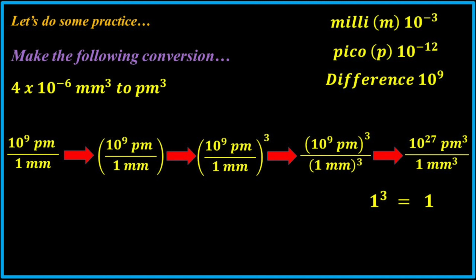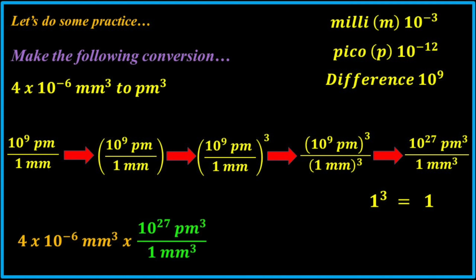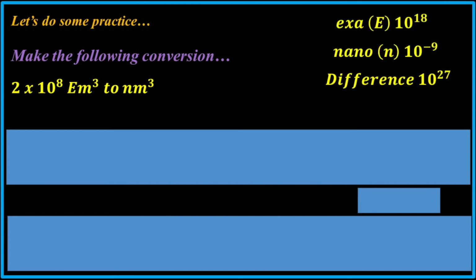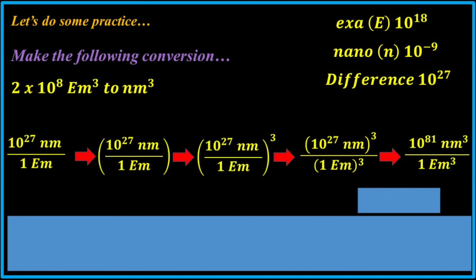So then I'm going to take that value and put that into my equation. So 4 times 10 to the negative 6 millimeters cubed times that conversion factor. And then I'm going to bring over my 4 times 10 to the negative 6th, and I'm going to bring over my 10 to the 27th, and I'm going to get 4 times 10 to the 21st picometers cubed as my answer. All right, so now let's do another one and see how you do. I'll let this run till the end.